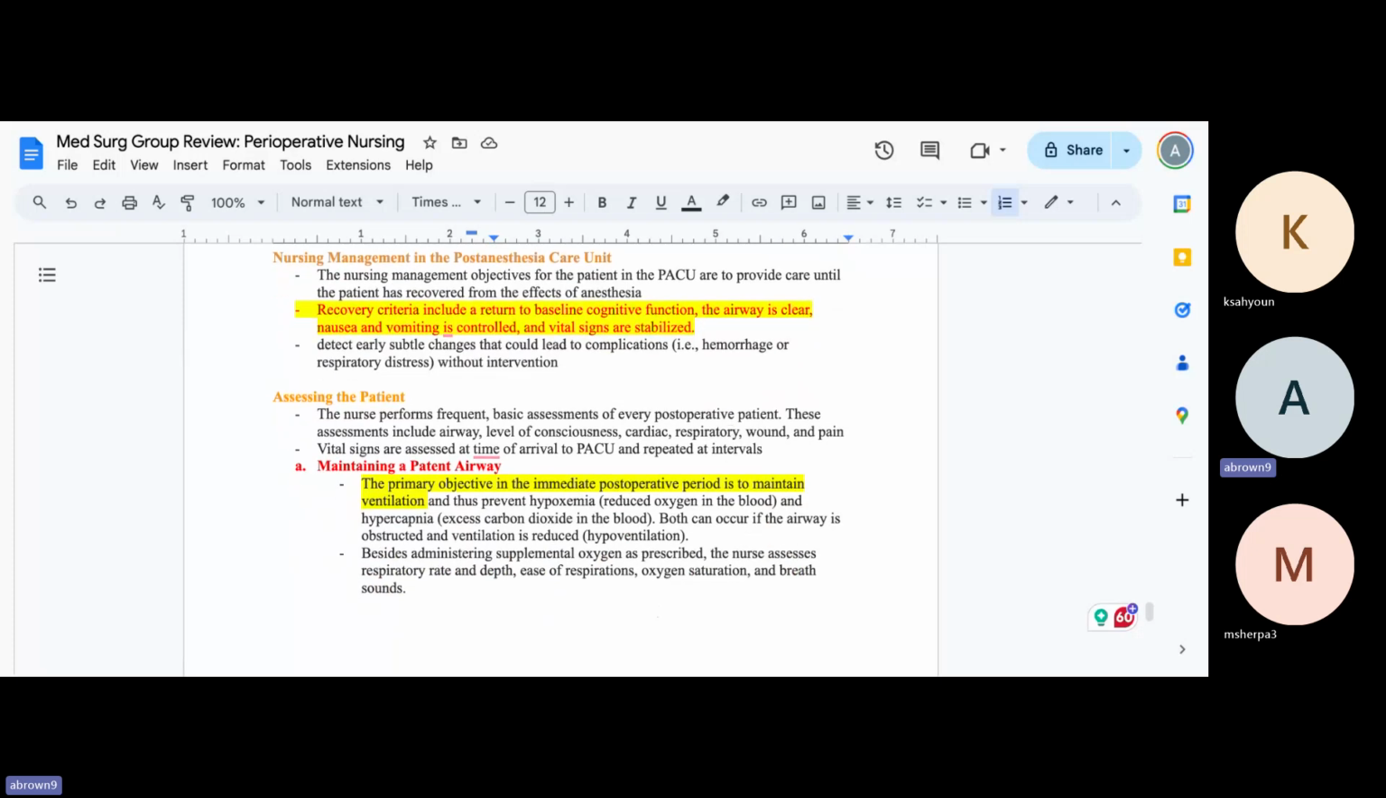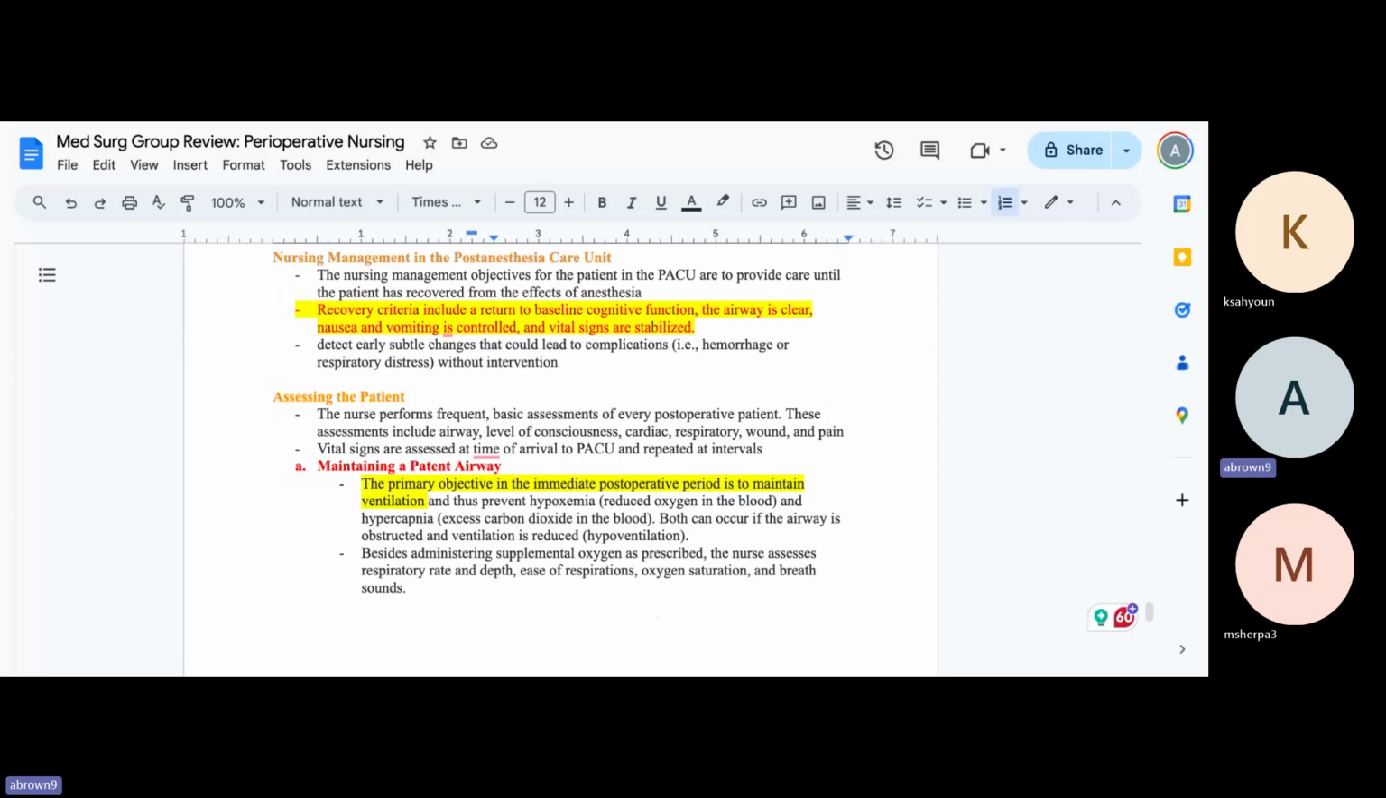Nursing management in the post-anesthesia care unit. The nursing management objectives for the patient in the PACU are to provide care until the patient has recovered from the effects of anesthesia. Recovery criteria include a return to baseline cognitive function. You want to make sure that the airway is clear and nausea and vomiting are controlled. Again, we don't want that patient to aspirate or get any fluid or food in the lungs. And we want to make sure vital signs are stabilized.